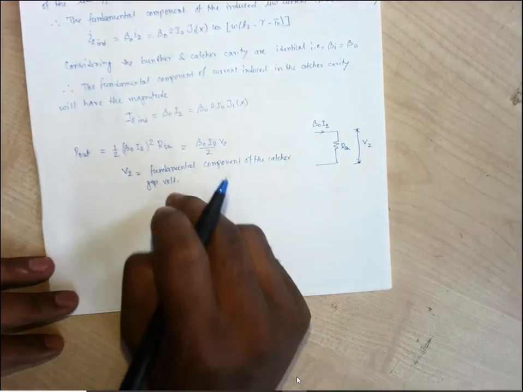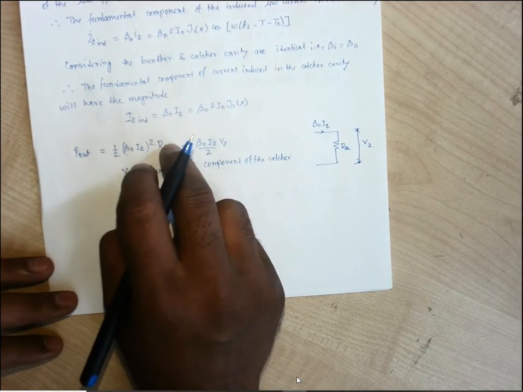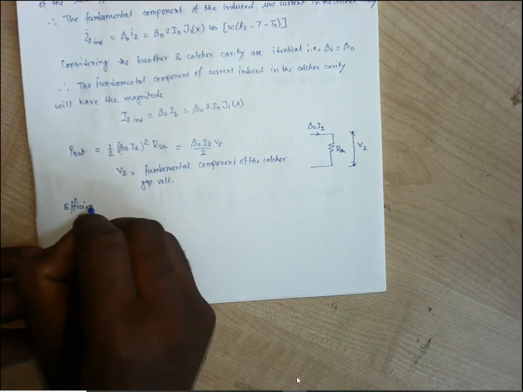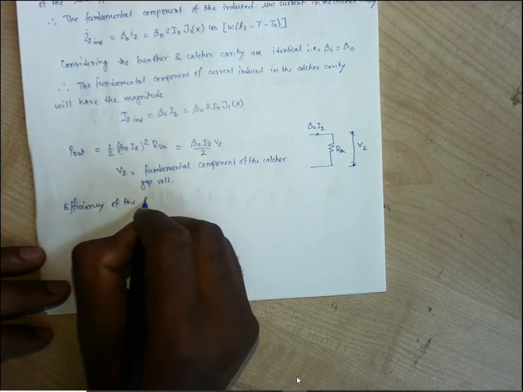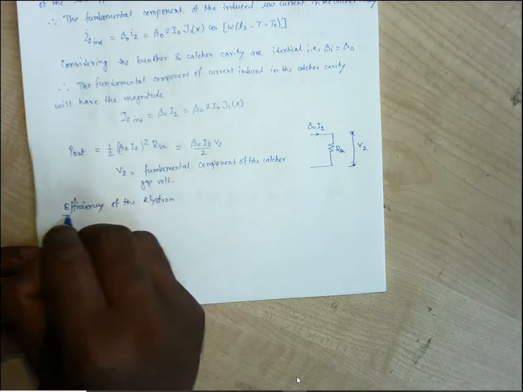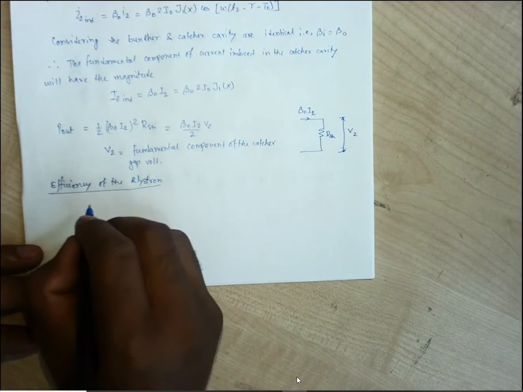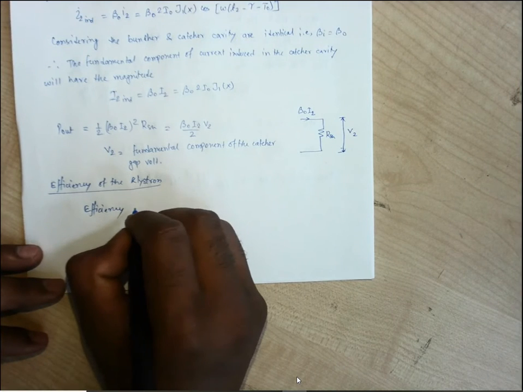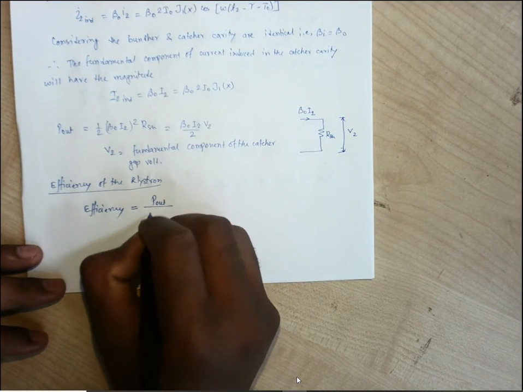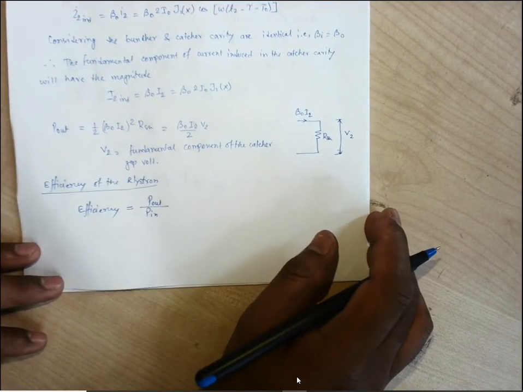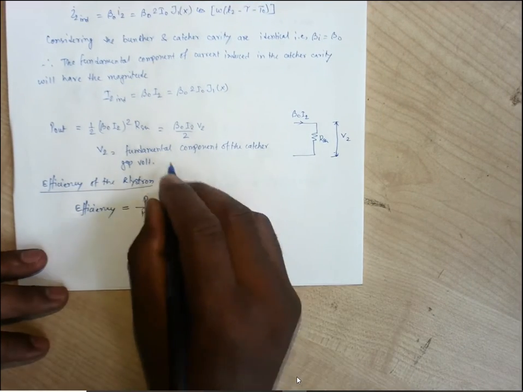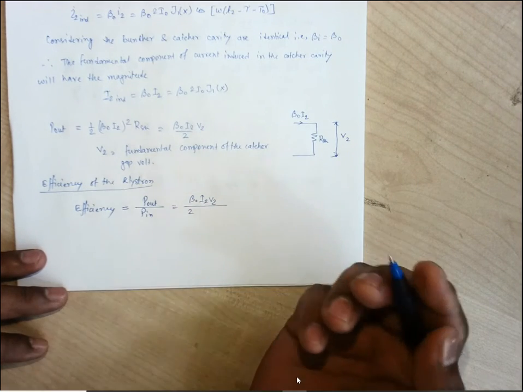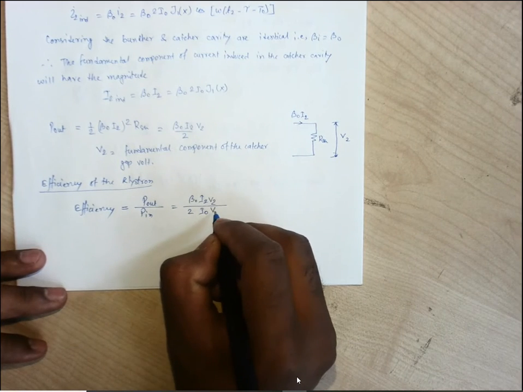So what will be the efficiency of the klystron? This is the output. We can have the input. So what will be the efficiency? We can easily find out that one. Efficiency is P out by P in. So P out we have found, that is beta naught I2 V2 by 2. So P in is simply I naught V naught.